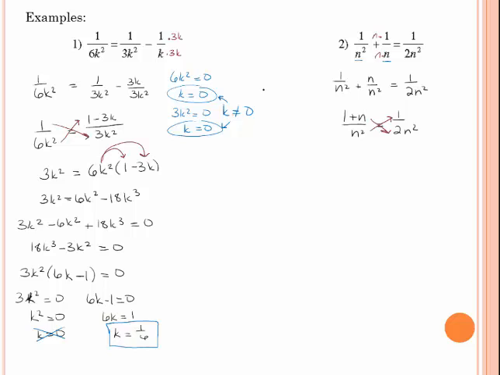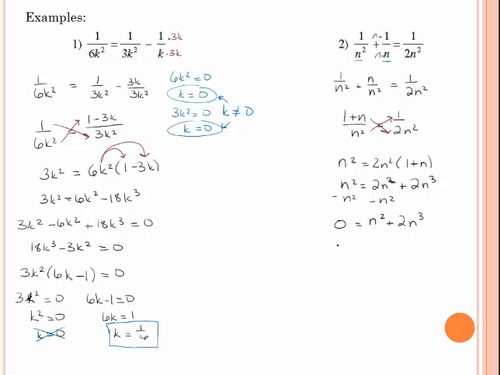N squared times 1 is n squared. And then I have 2n squared times 1 plus n, which I need to distribute. And that gives me 2n squared plus 2n to the third. Putting everything on the same side, I can do a different approach here. I can subtract n squared from both sides. And I'll get 0 is equal to n squared plus 2n to the third.